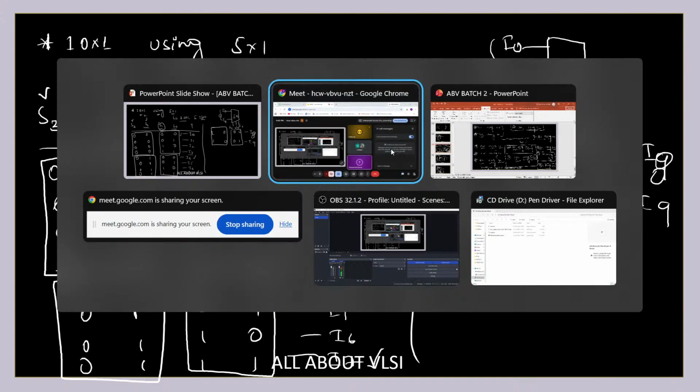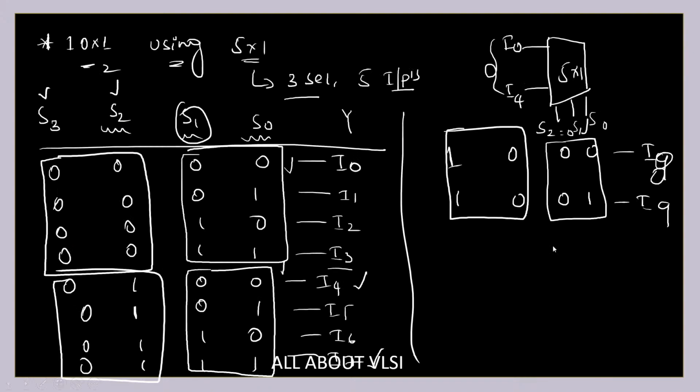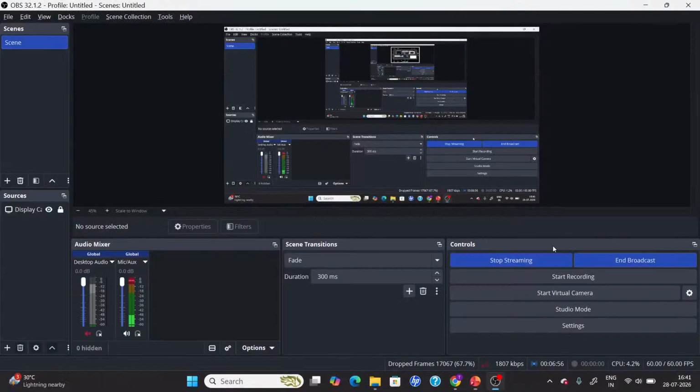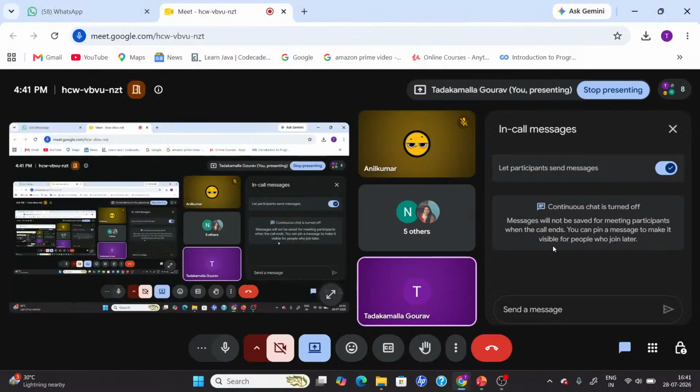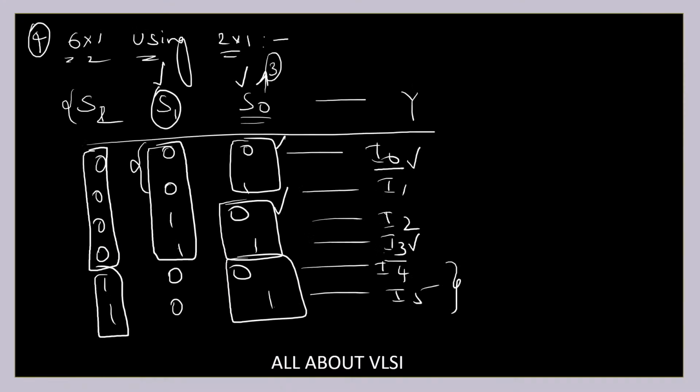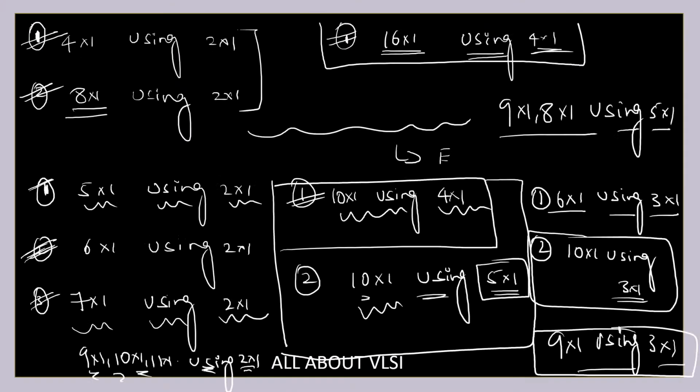Is it clear for everyone? Any doubts or any queries? Please look into it and let me know. So this is how we are going to build a 10 cross 1 box using a 5 cross 1 box. Is it clear? Any doubts or queries over here? Okay, that's fine. So we have come up with the solution for 10 cross 1 using 5 cross 1.